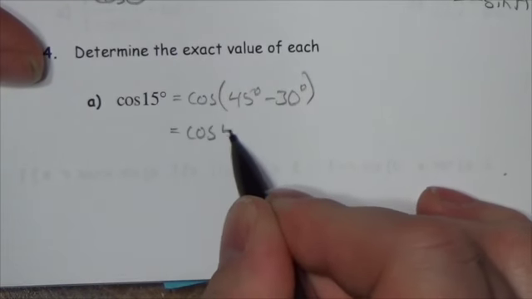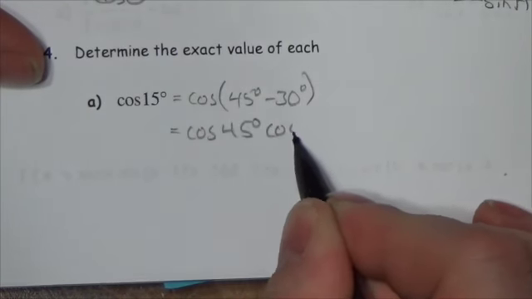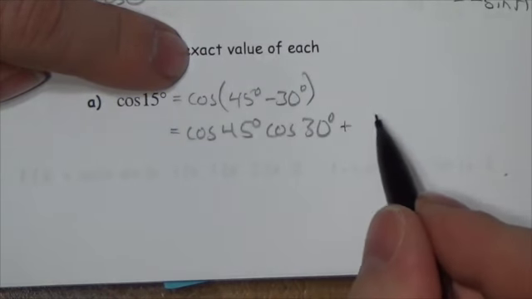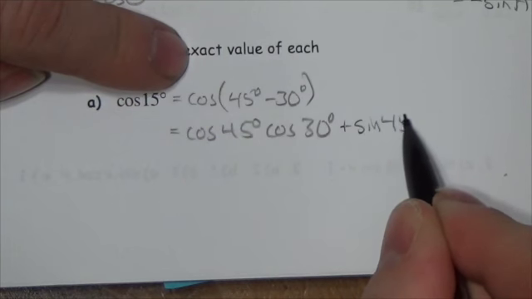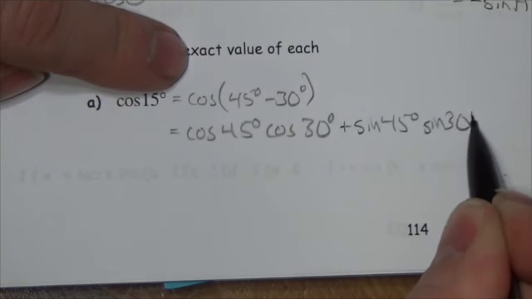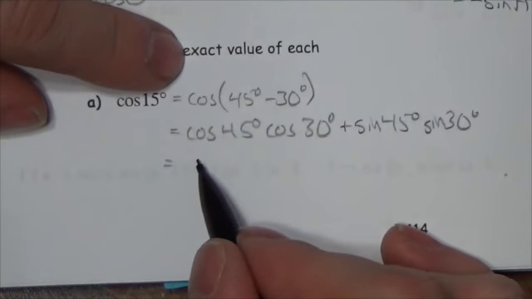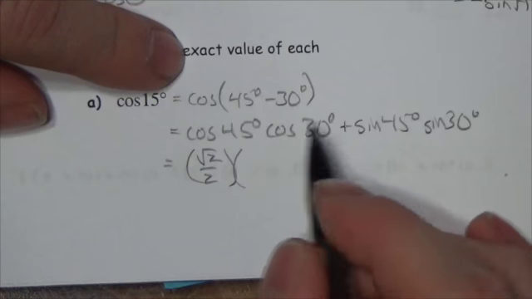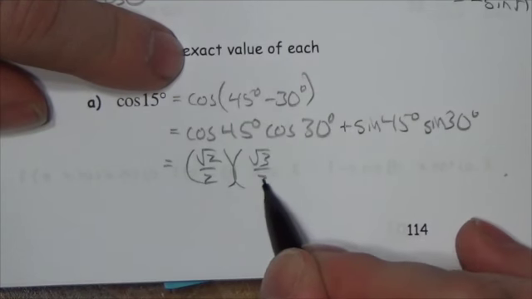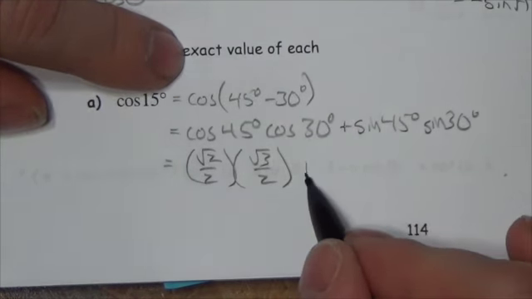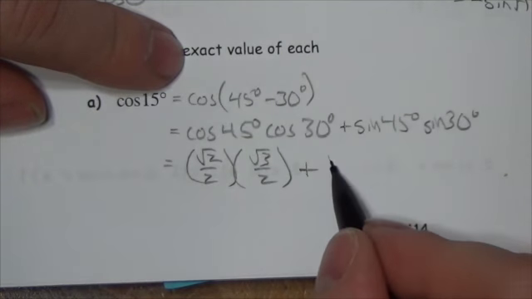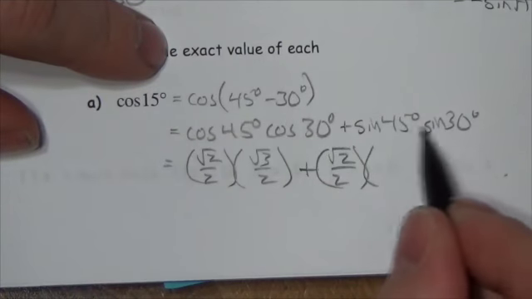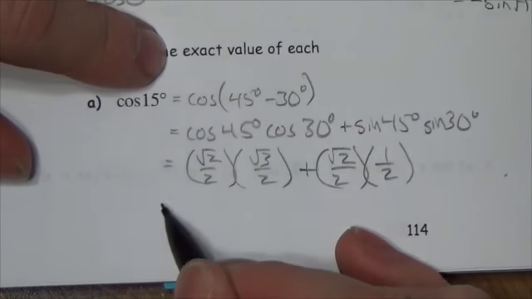This is going to become the cosine of 45 degrees times the cosine of 30 degrees. Now because it's subtraction in between, cosine makes it positive. Sine of 45 degrees, sine of 30 degrees. And now I can plug those values in. This becomes the square root of 2 over 2. That's the cosine of 45. The cosine of 30 is root 3 over 2, plus... Okay, the sine of 45 is just like cosine, that is root 2 over 2. That's the one spot where they overlap. And the sine of 30 is 1/2.